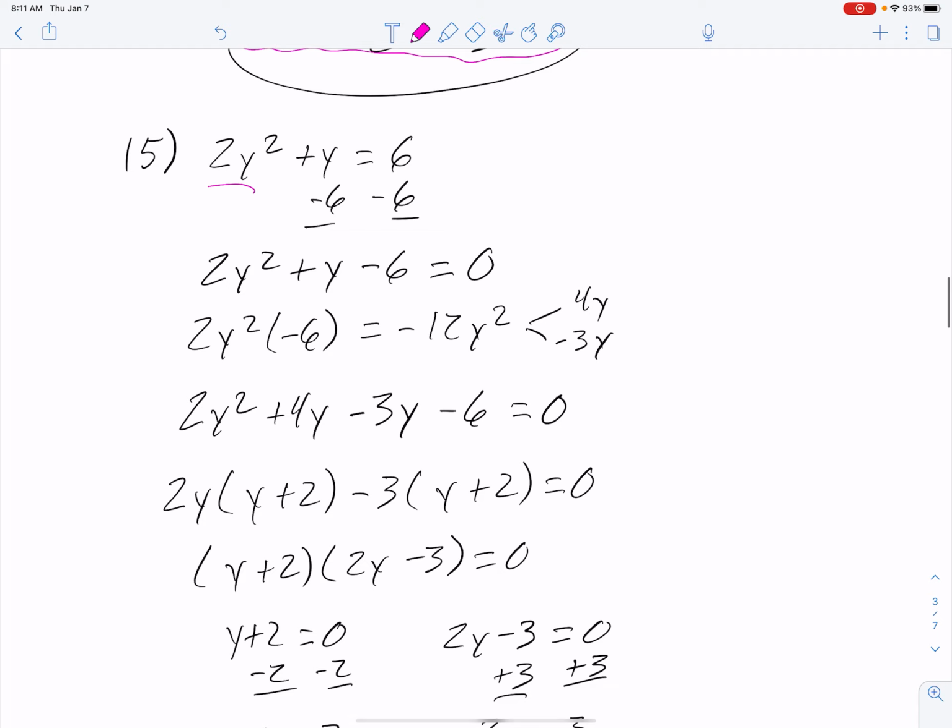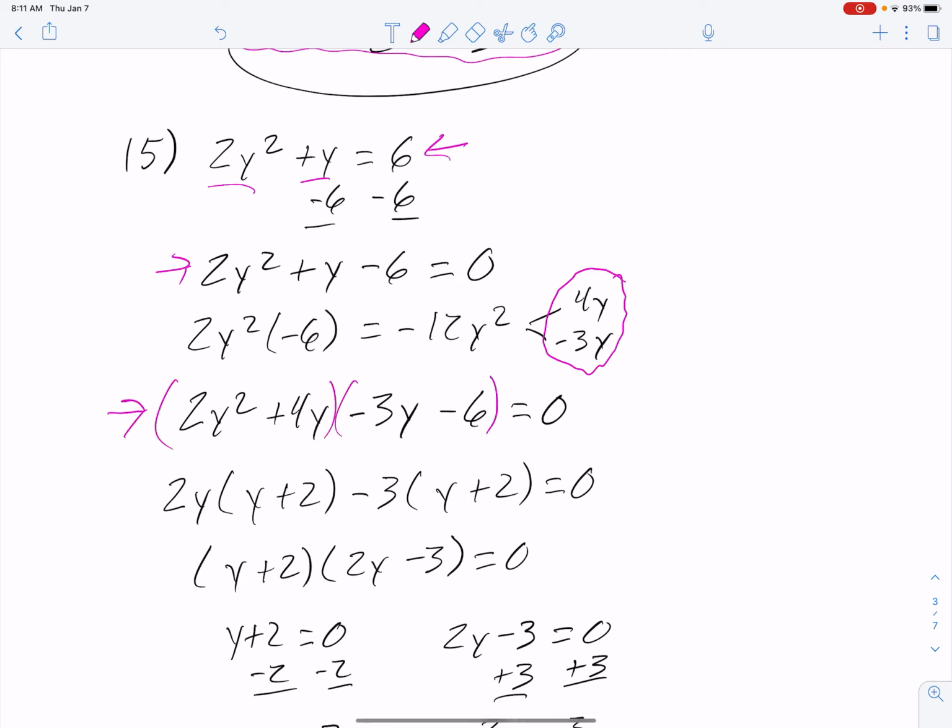Since I've got a positive 2y squared on the left and my y value, I'm just going to go ahead and subtract 6 so that I have my function set equal to 0. Again, lead coefficient isn't 1, so I need to multiply my first term times my last term to find which factors of -12y squared are going to add up to +1y. Well, that's 4y minus 3y. I've split my middle term.